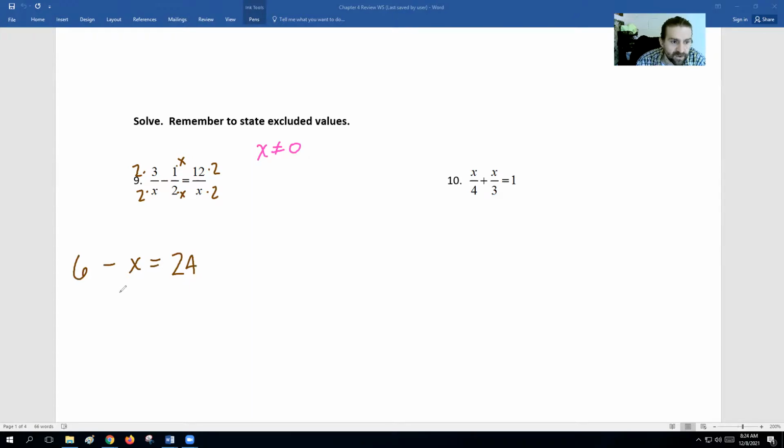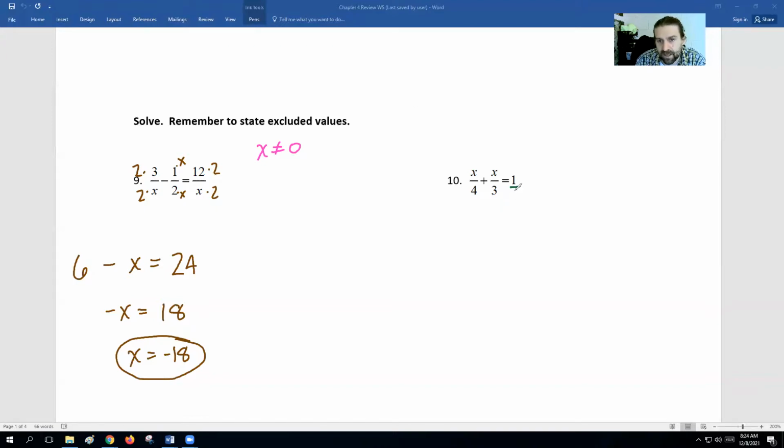Okay. So if we had to solve this here, we'll do minus x is equal to, we'll minus the 6 over from 24. Let's see, that would be 18. And then we divide by negative 1. So x would equal negative 18. Since that doesn't equal 0, that's the solution.